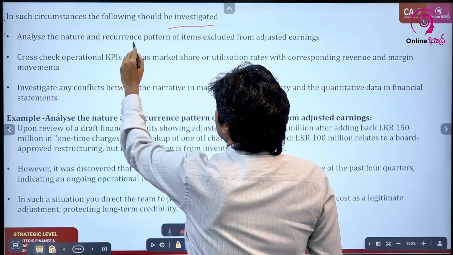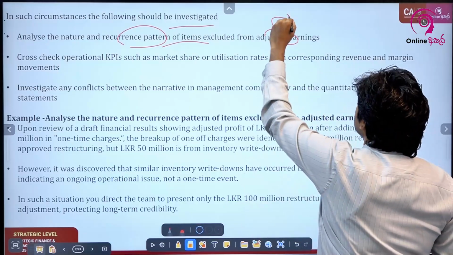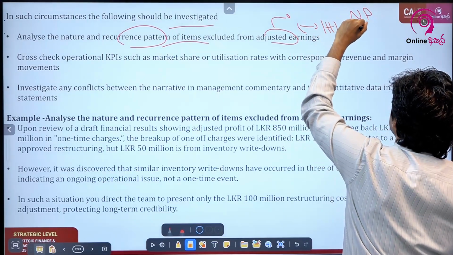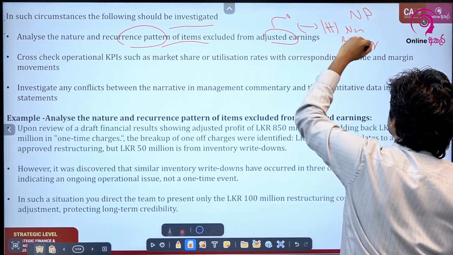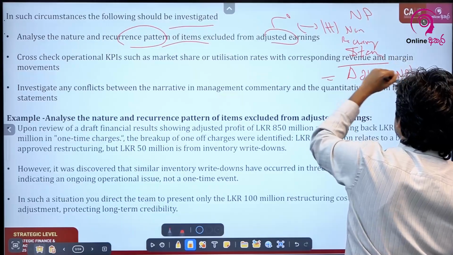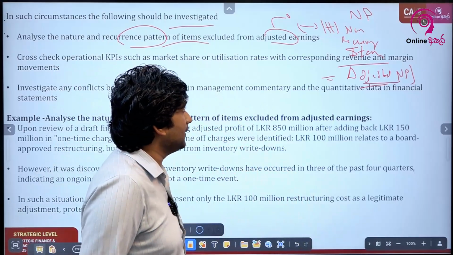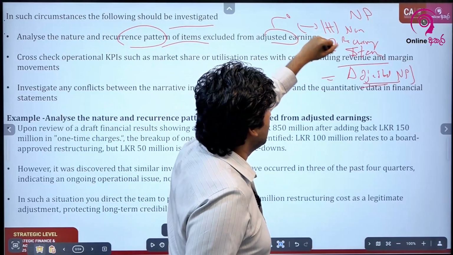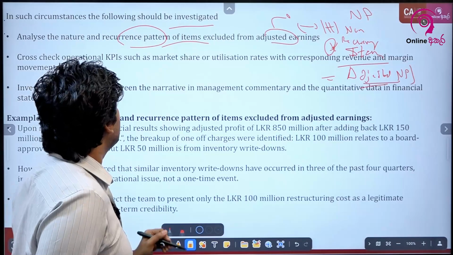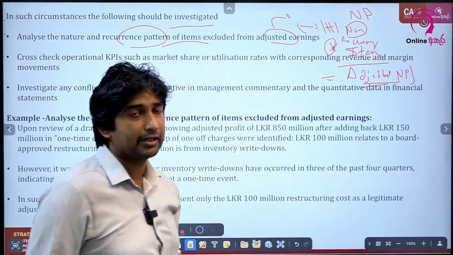You need to evaluate the recurrence pattern of items excluded from adjusted earnings. So adjusted earnings meaning you take the net profit and you take out the impact of non-recurring items, and the answer will give you the adjusted net profit. So many companies use this formula. To the existing net profit, they adjust non-recurring items and then they disclose the adjusted net profit. Where you need to be mindful is, you need to properly evaluate whether the non-recurring items are actually non-recurring or not by looking at past history.